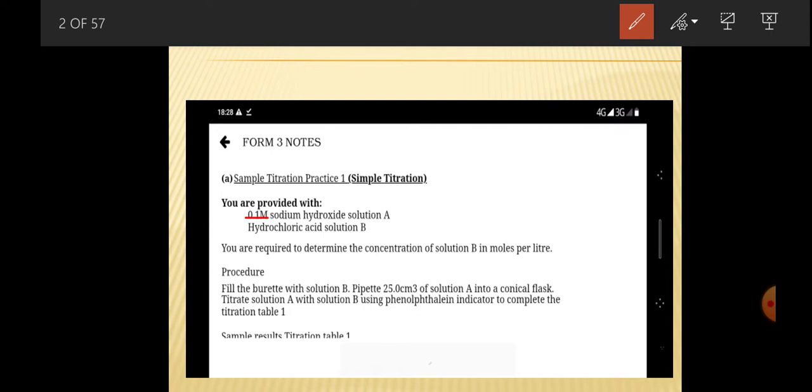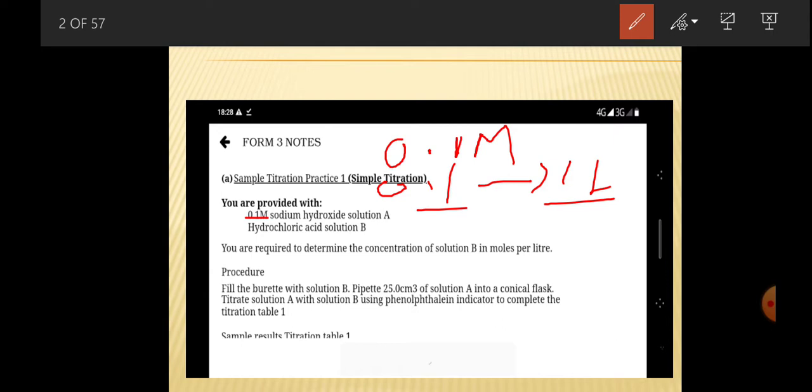To begin an effective titration question, you must always break down the information given into simple bits that you can be able to understand. So we begin with this 0.1 molar. What is 0.1 molar? 0.1 molar just means 0.1 moles dissolved in 1 liter, 1000 centimeters cubed. So these 0.1 moles were not used, all of them, in this titration.